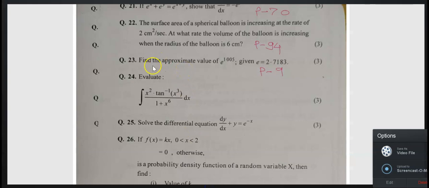Now, the next question is, find the approximate value of e raised to 1.005, given that e is equal to 2.7183. This is on page number 96, and it's a solved question.